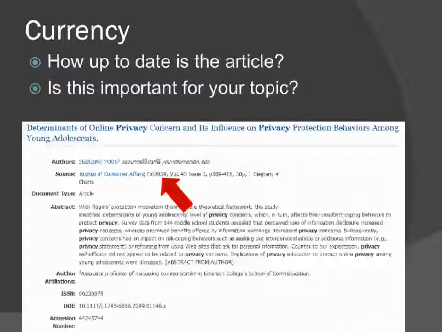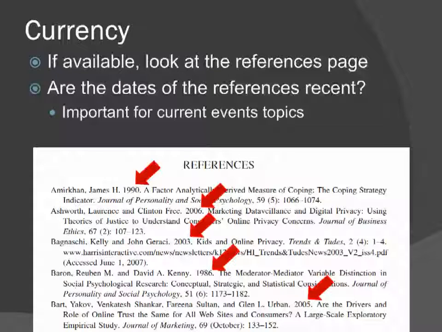Currency deals with how up-to-date the article is. Ask yourself, is this important for your topic? Older material may not be appropriate for a current events topic, but it may work if you're researching something historical. If available, look at the references page. Are the dates of the references recent or not? Again, this is important for current events topics. All of these concepts will help guide you toward the best database articles for your research.